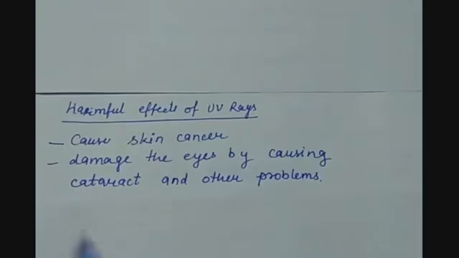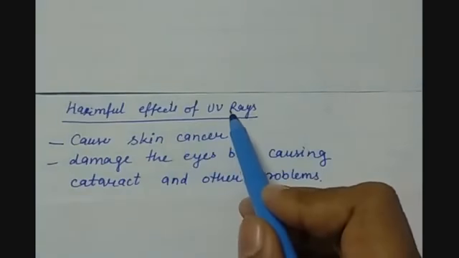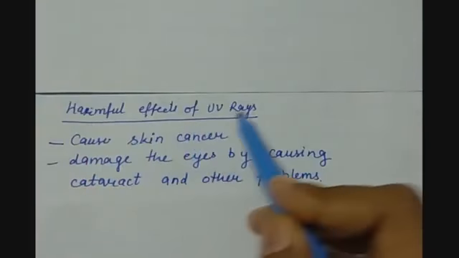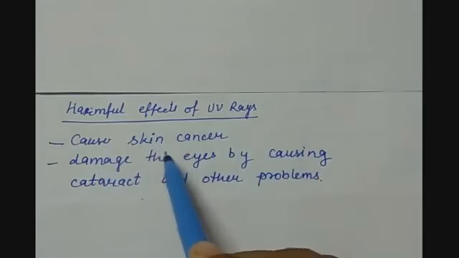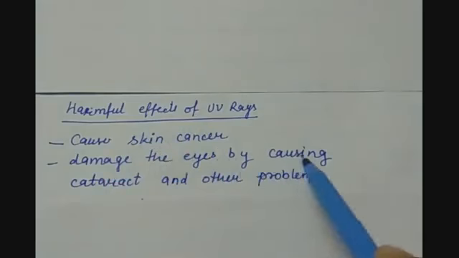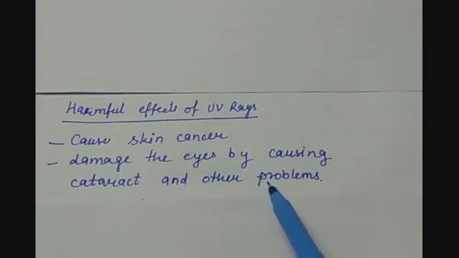And how the UV rays can be harmful for us: the harmful effects of UV rays are that they can cause skin cancers. They can damage the eyes by causing cataracts and other eye problems. So in that manner, UV rays or ultraviolet rays are very harmful for us and every living organism.